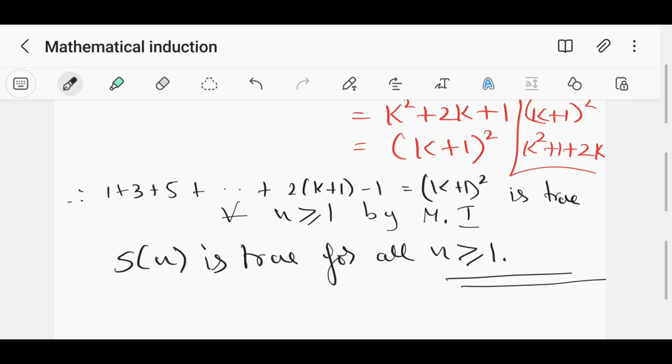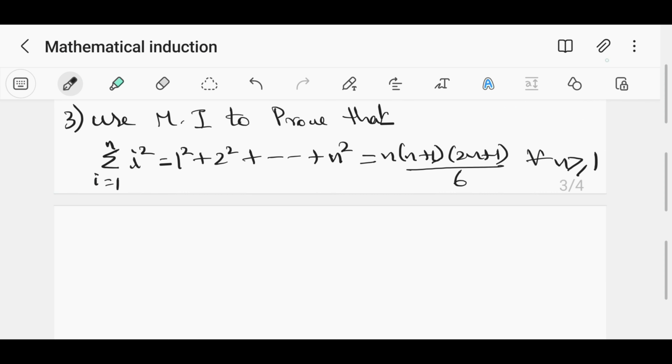Okay, fine. Let us solve another problem. So the next problem is sum of squares of natural numbers. So you might know this result, n into n plus 1 into 2n plus 1 by 6 is the sum of squares of the natural numbers. So this we have to prove for all n greater than or equal to 1. So we will prove this using the mathematical induction.